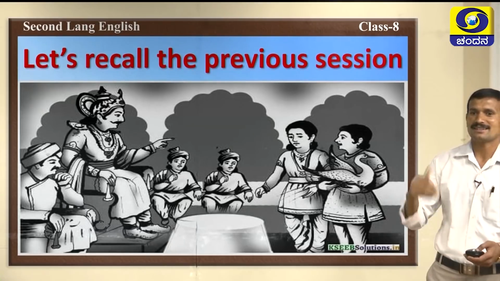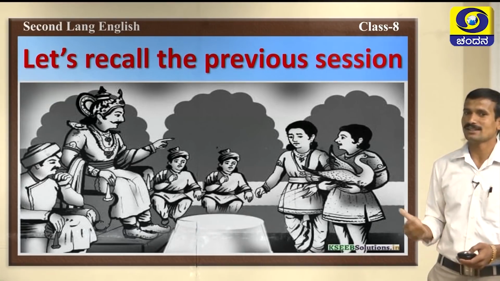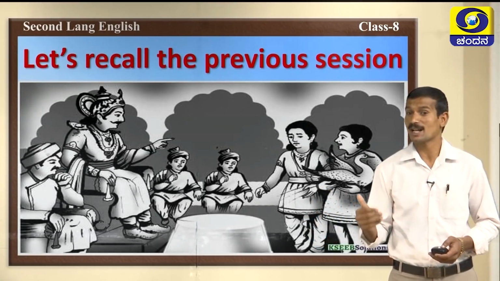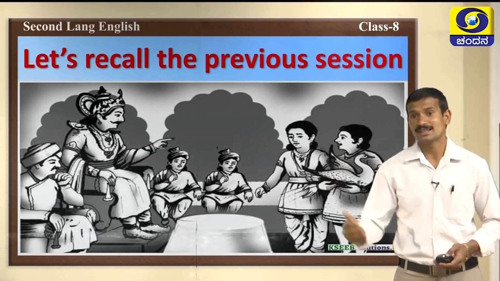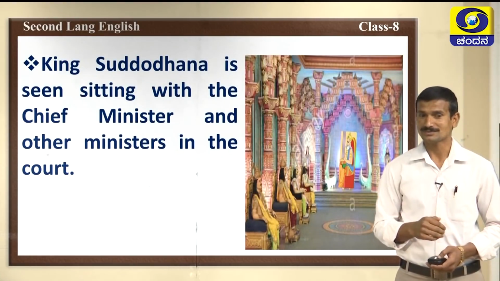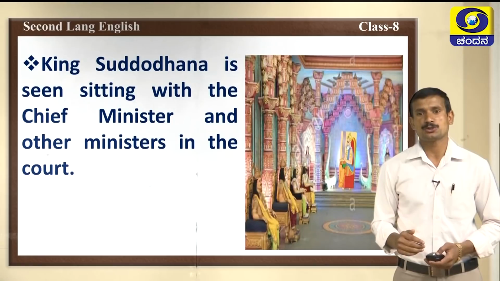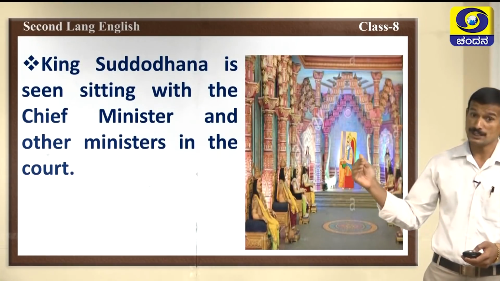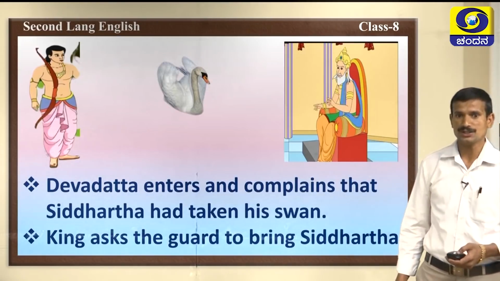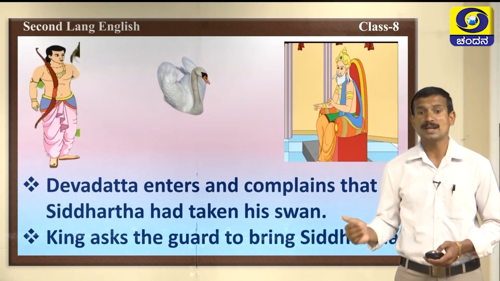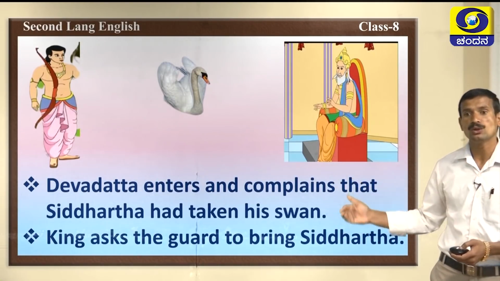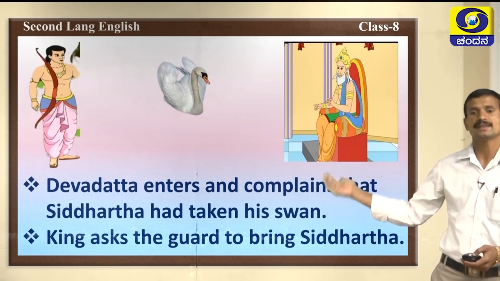Now, let us recall the previous session. We had discussed the folk play. Which is the folk play? The Swan and the Princess. ಅದು ಒಂದು ಜಾನಪದ ನಾಟಕ ಅಂತ ಡಿಸ್ಕಸ್ ಮಾಡಿದ್ವಲ್ವಾ, ಅದರಲ್ಲಿ ಇರ್ತಕ್ಕಂಥ ಕೆಲವೊಂದು ಪಾಯಿಂಟ್ಸ್ಗಳನ್ನ ನಾವು ನೋಡ್ತಾ ಹೋಗೋಣ. ಫಸ್ಟ್ ಪಾಯಿಂಟ್ ಏನಿದು? King Shuddhodana is seen sitting with the chief minister and other ministers in the court. Next, Devadatta enters and complains that Siddhartha had taken his swan and he wouldn't give it to him. This was the complaint given by Devadatta.